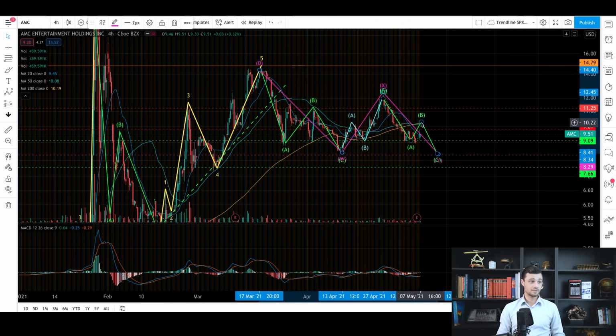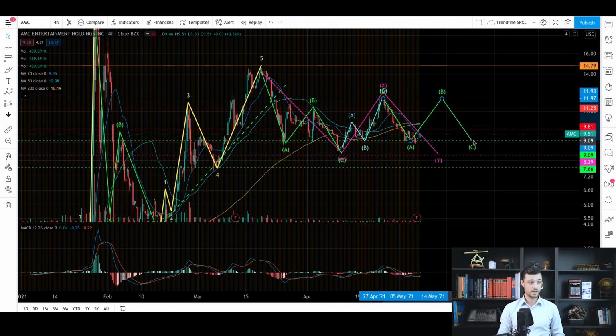Now we could have a flat. So if it's a flat correction, the B wave goes much higher and just comes back here.